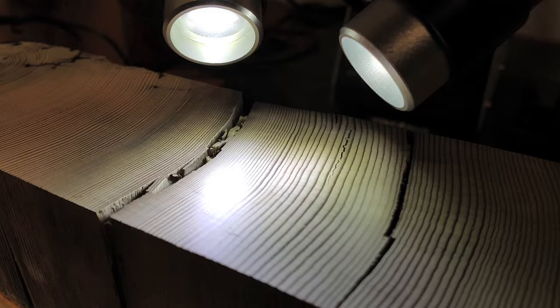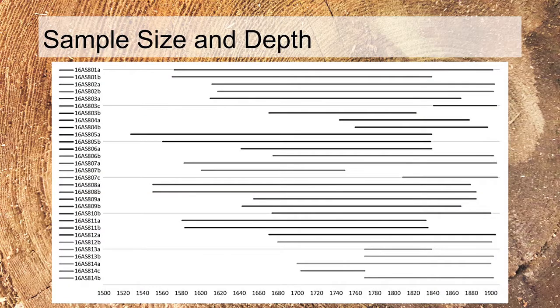So here's kind of a finished sample. I think this might be the one that I'm handing around. I'm not sure. You see the variation in rings there, and that's under the microscope getting measured. And then we end up with this. This is a representation of the samples.